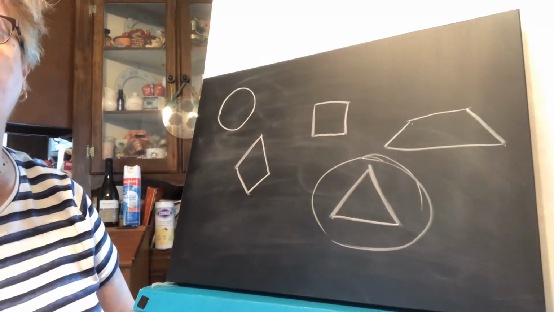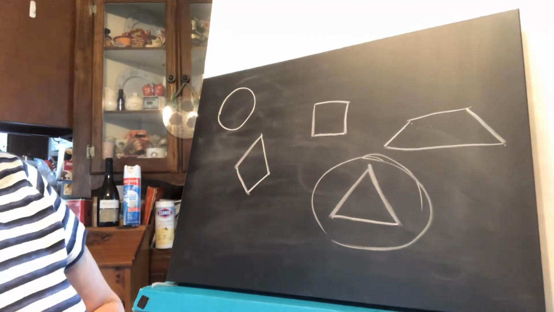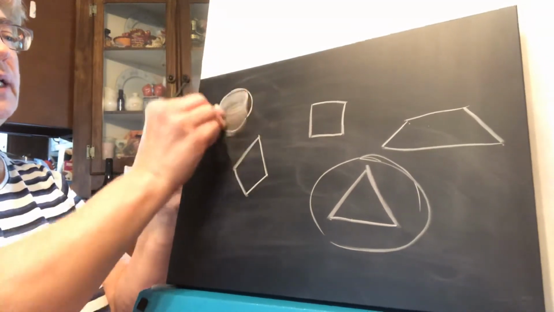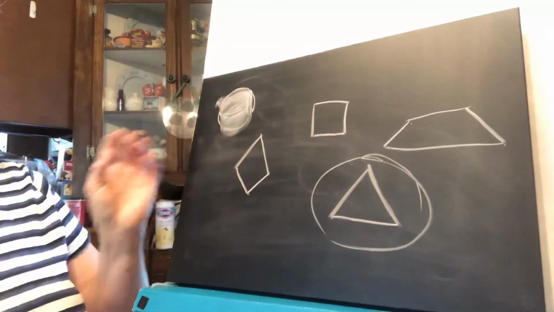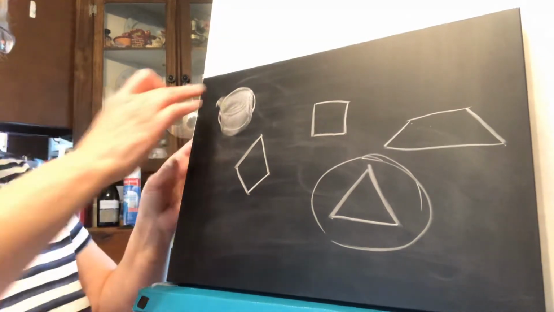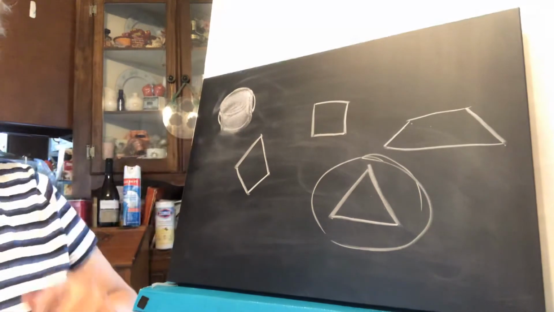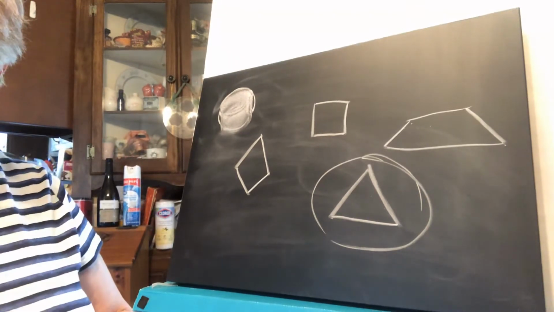What if I were to say I want you to color in or shade the shapes that have no vertices? How would you shade in? Is there any that have no vertices? Yes, this one, right? So I can shade it in, right? And I have to be careful because it has a closed shape, so I don't want to go outside the lines. I'm going to try my best.